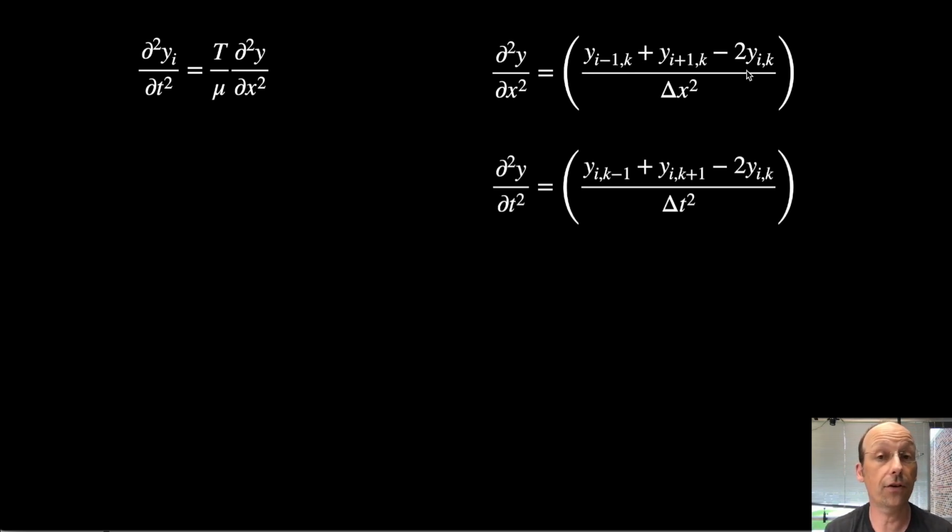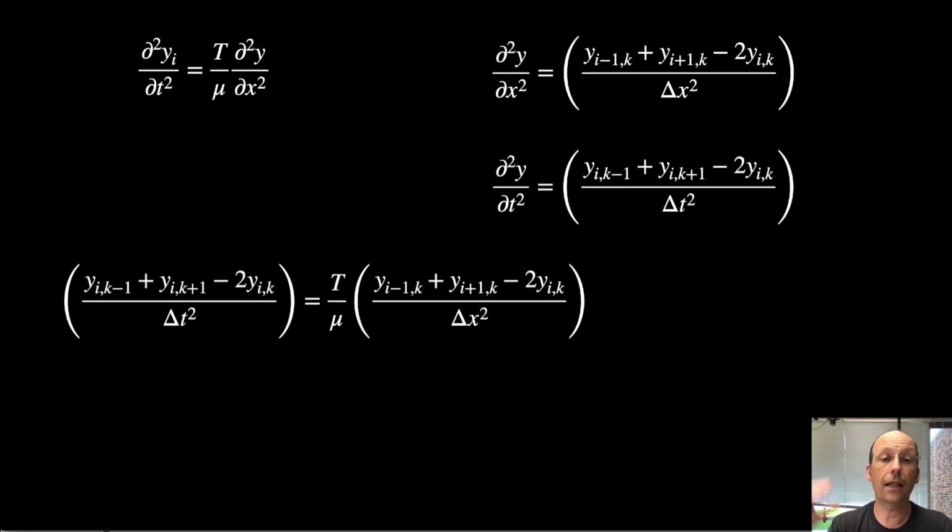And then I can do the same thing for time. Time is the same thing, right? Except instead of changing my I values, I'm changing my K. So these all have the same I index, space index, but now they have a different K index. So K minus 1, K plus 1, and K. And then we're divided by delta T squared. So if I put those two together, I get my wave equation with two finite differences.